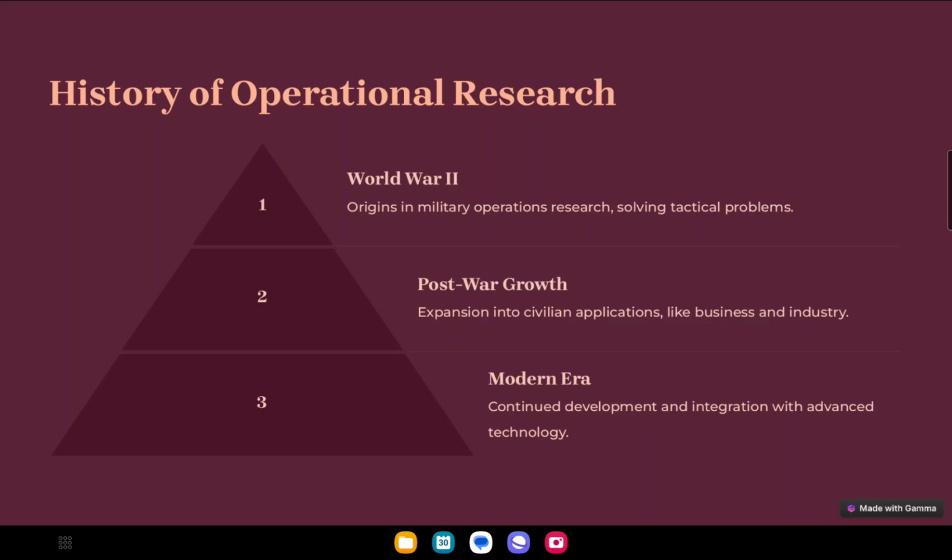And coming on to the modern era, operational research has embraced advanced technologies like artificial intelligence, machine learning, and big data analytics. These innovations have made operational research more powerful, allowing it to address increasingly complex problems in various fields.